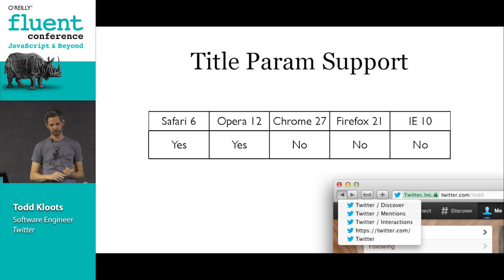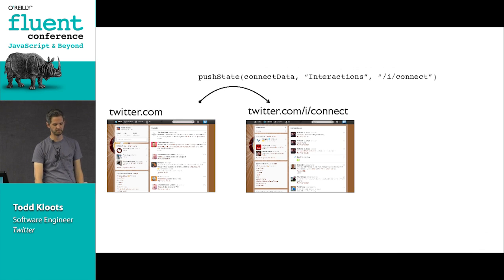So in a nutshell, Opera and Safari get it right. All the other browsers don't do anything with that entry currently, and so the user experience with respect to the history menu itself is not that great in those other browsers. Okay. So let's continue forward with navigating around twitter.com using pushState.